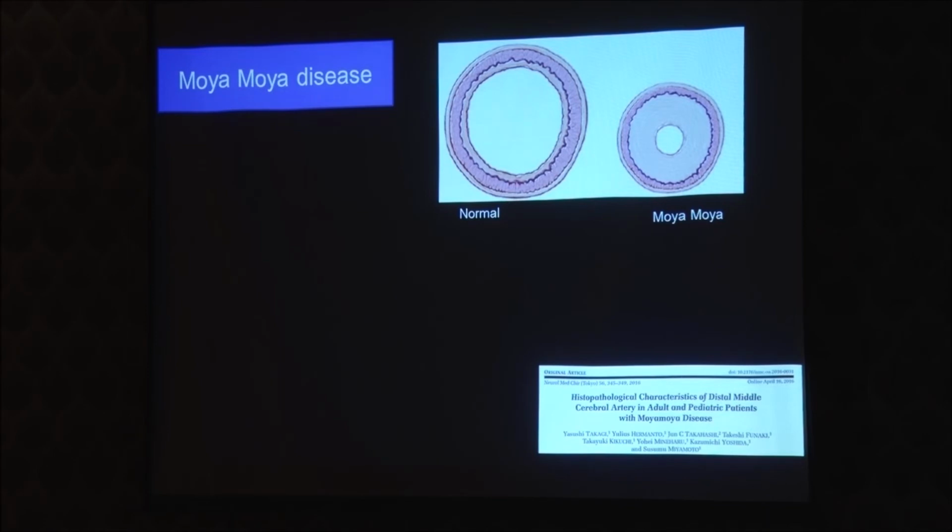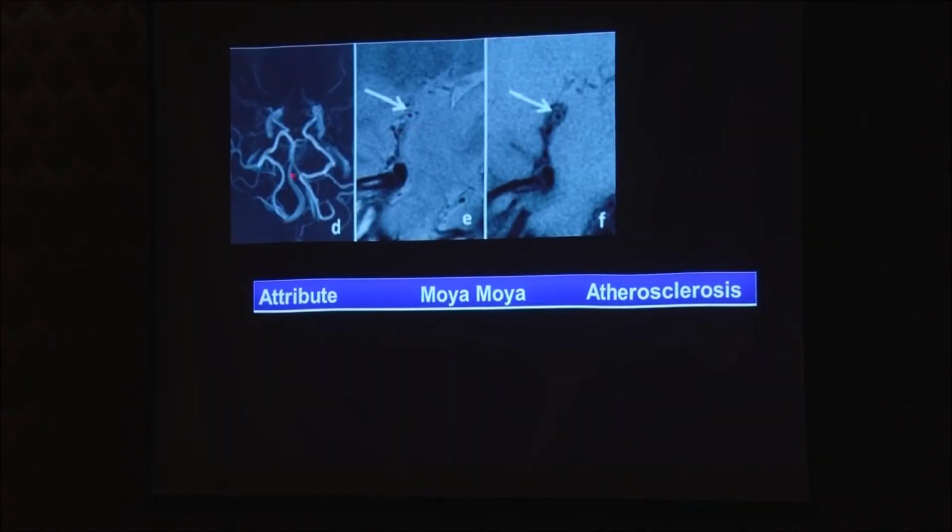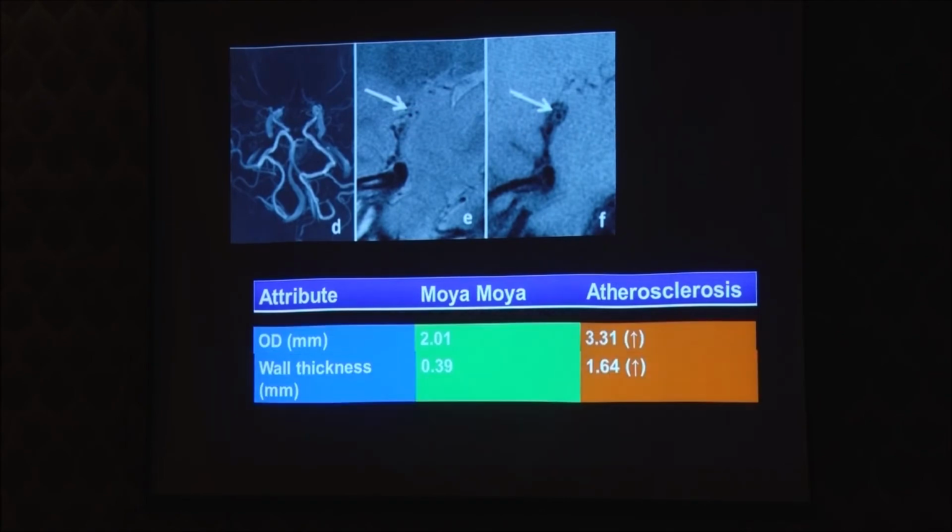Now, moving on to Moya-Moya disease, I'd already mentioned it's intimal hypertrophy, atrophic media. Because there is intimal hypertrophy and atrophic media, the wall thickness is usually maintained, but there is negative remodeling in Moya-Moya disease. An example case here, bilateral ICAs. If you see here, the wall thickness is maintained. Post-contrast, you don't see any enhancement.